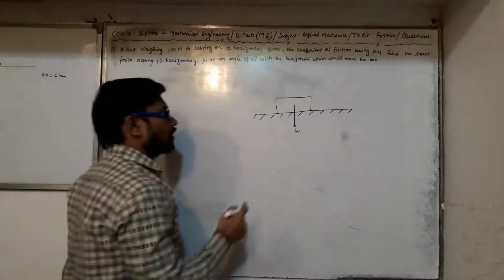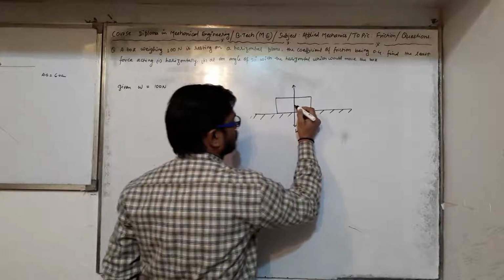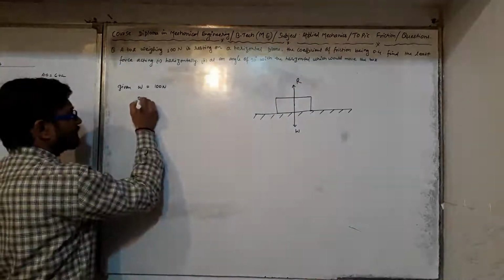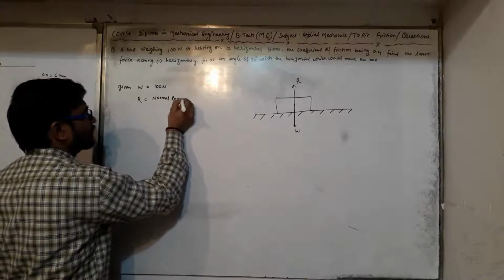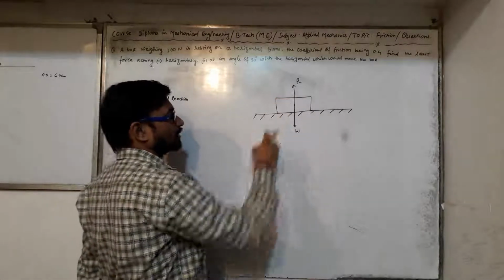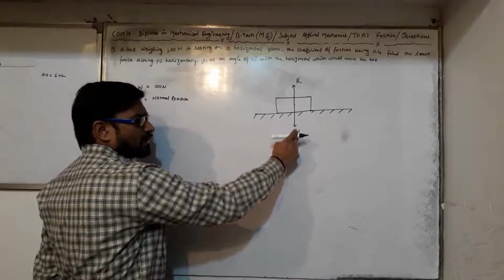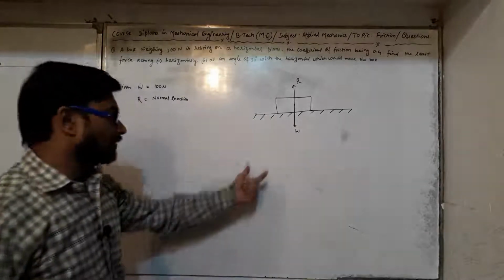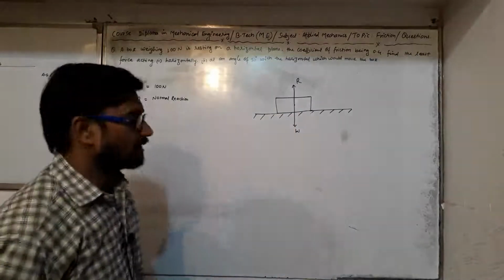So obviously the normal reaction would act in the upward direction. Let us say R is the normal reaction. So I am writing here R is the normal reaction, acting in the upward direction by the surface upon the box, and W is the weight acting by the box upon the surface, or it is nothing but the gravitational force by which the earth or any surface is attracting the body toward its center of gravity, as you know very well.